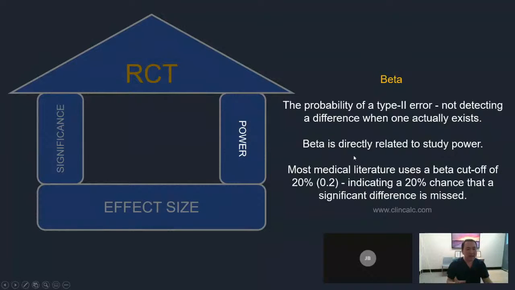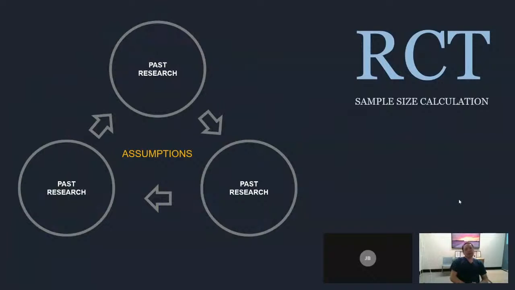So beta is directly related to study power. Most medical literature uses a beta cutoff of 20%, or 80% power, indicating a 20% chance that a significant difference is missed. 90% is better, which means there will be a 10% chance that a significant difference is missed. Okay, so that's good. So we have three things: effect size, power, and significance.